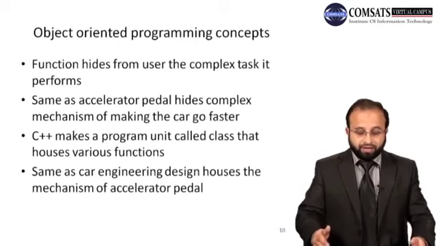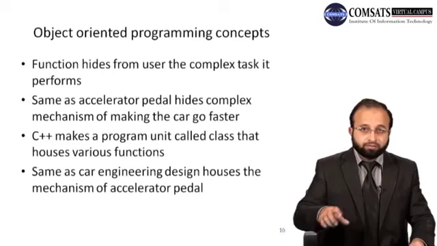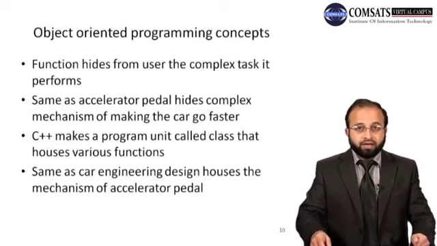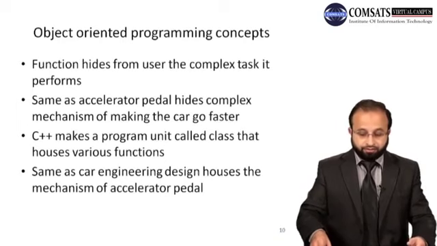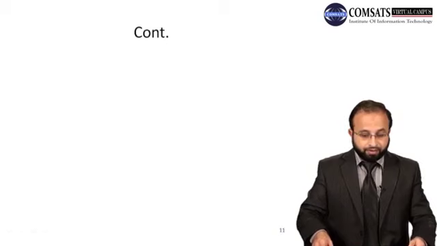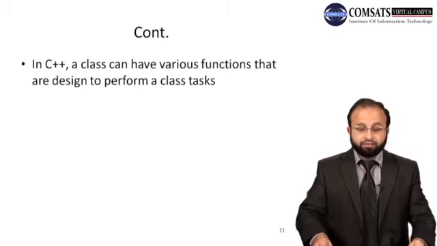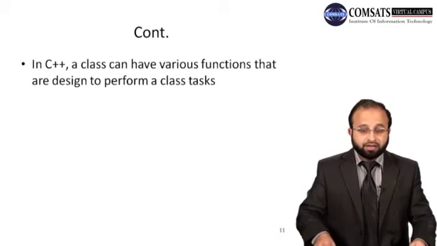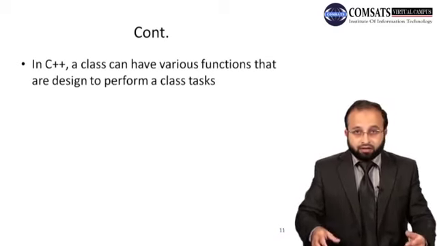So C++ makes a program unit called a class. There's a class inside a C++ program that houses various functions. This means that we can have one or more functions within a class that show the capabilities of that class, right? We will see the details of these things in the next few slides. In C++, a class can have various functions that are designed to perform a class task. So the functions are there that exhibit the tasks a class should perform.